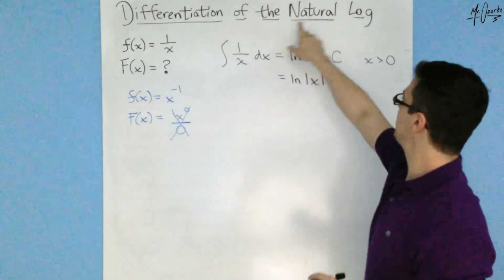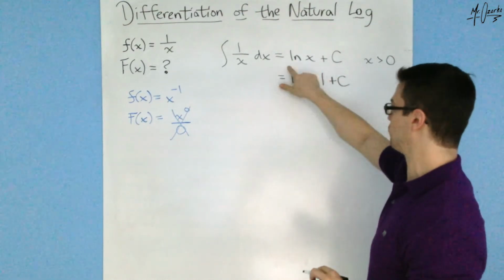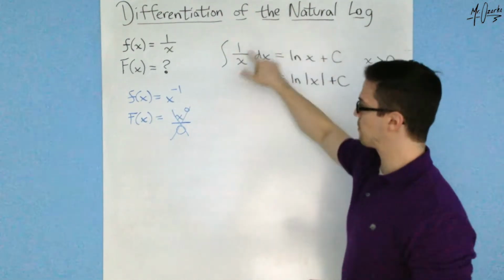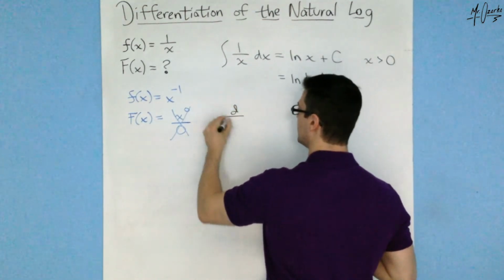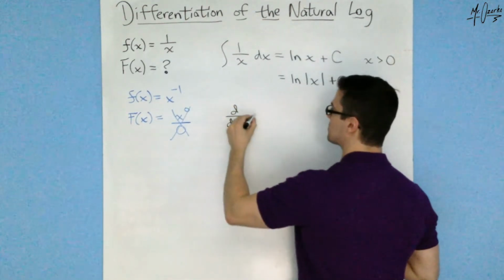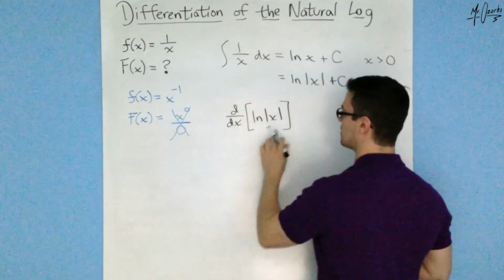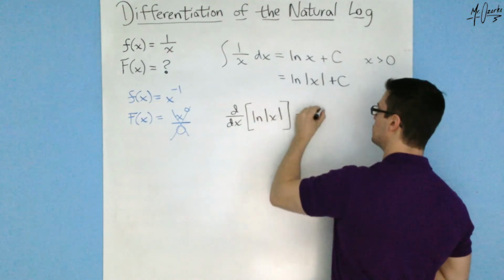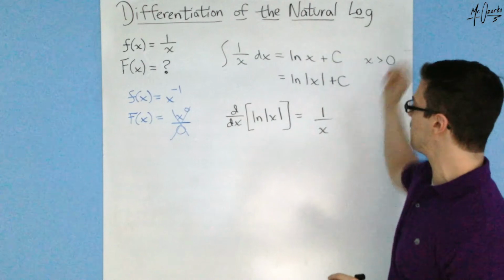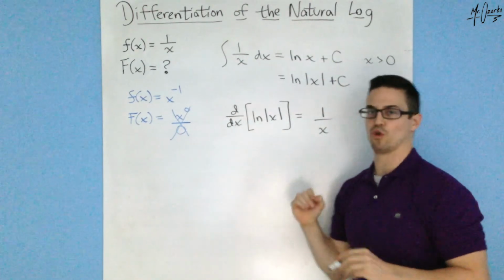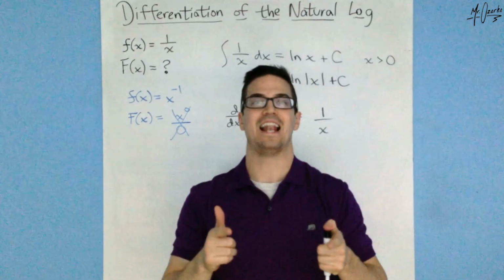So the derivative of this natural log of x would be going backwards. So here I found the antiderivative. You'd have to go backwards to get the derivative of 1 over x. So that means that the derivative with respect to x of ln absolute value of x would be equal to 1 over x. So that is the differentiation of natural log. It's equal to 1 over x. You're going to be solving some problems using this, so if you have any questions about this, let me know.